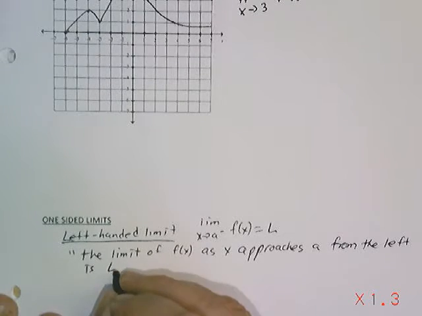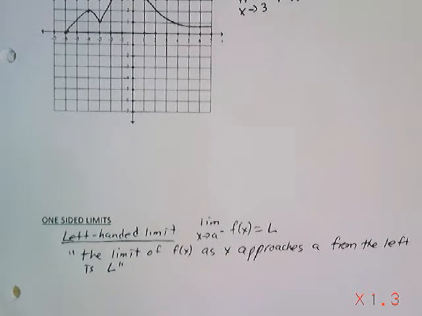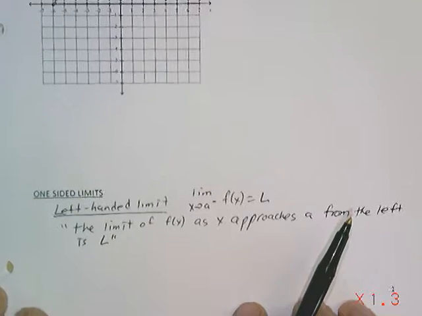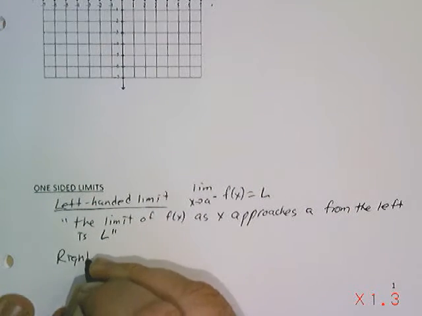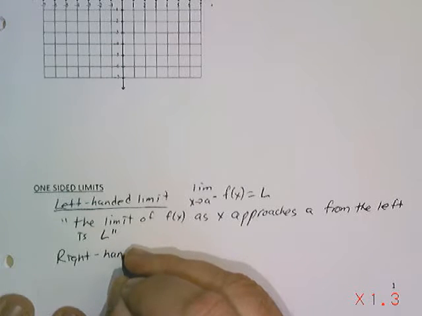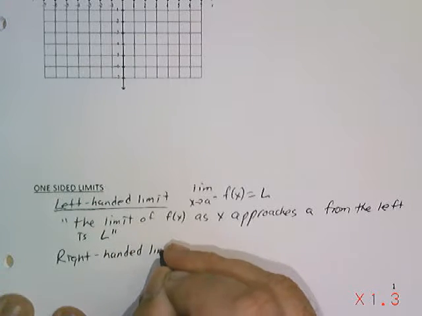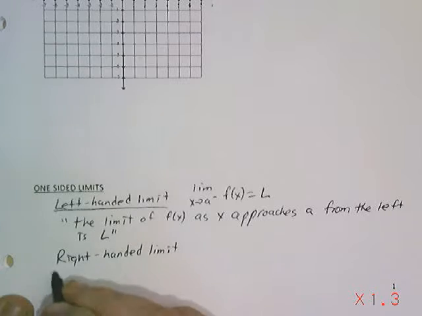Now, if we are approaching A, we can approach A from this side. This would be approaching from the left. And this would be approaching from the right. Okay. Notice these numbers are all going to be bigger than A, but they're going to keep getting smaller and get really close to A, but not quite get there.